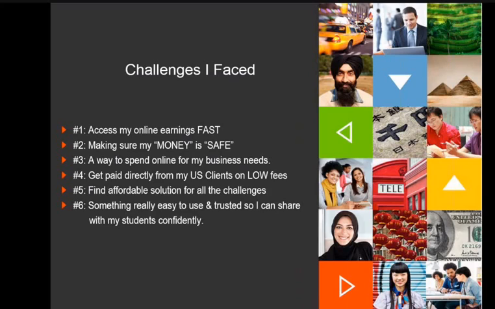The third challenge I faced right when I started my marketing agency. I needed a way to pay my outsourced workers, pay my hosting bills, buy domains, pay for advertising, pay different membership fees, etc. for my online business purposes.